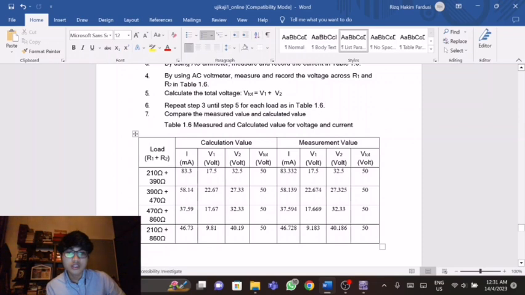V total for all activities is the same, because we have to get the same value as the supply voltage. Okay, so as we can see, the value for the calculation and the measurement value is almost the same, but in the calculation value I just rounded it up. Okay, thank you, that's all from me.